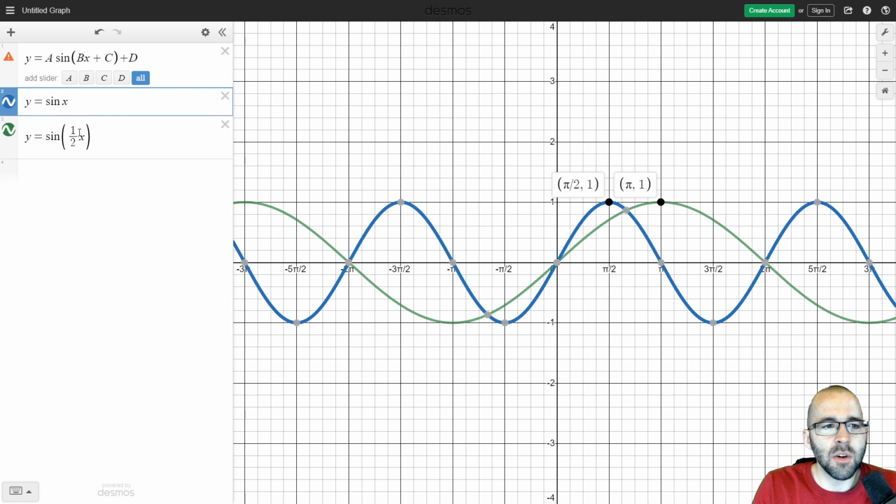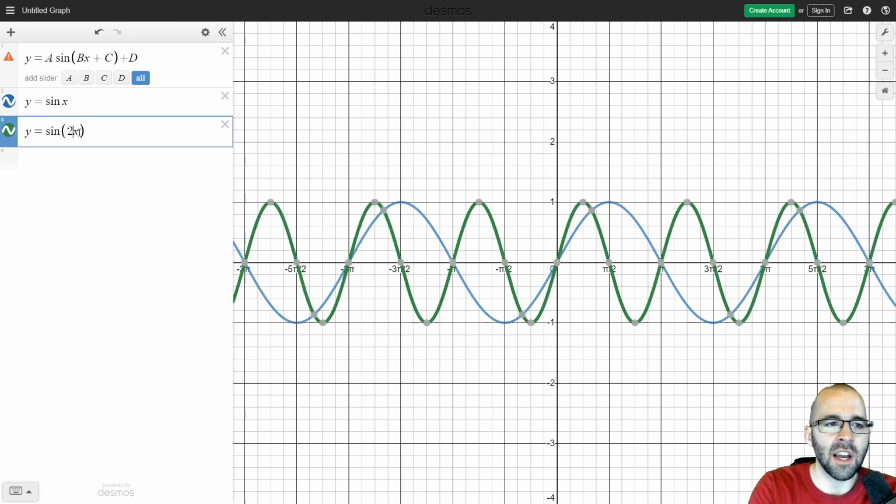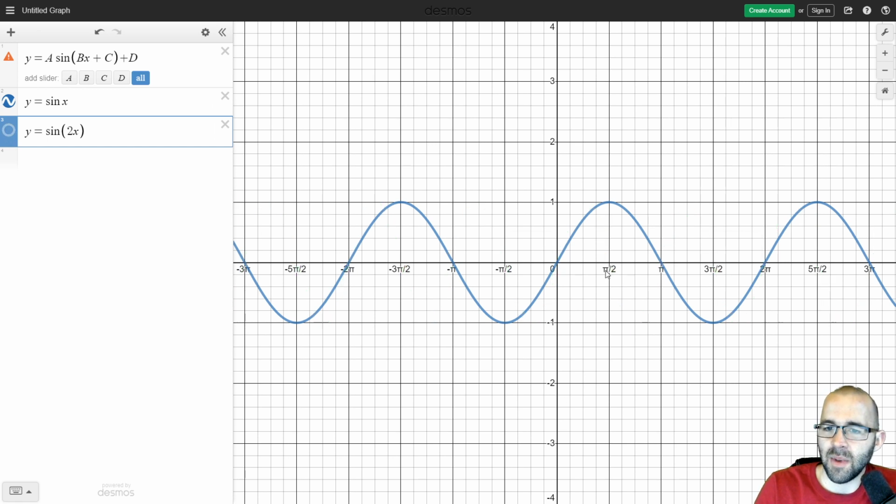Furthermore, let's go back to the nicer one to look at, sine of 2x. Look at the blue graph. What's the period of the blue graph? We already talked about that, sine x. It takes 2 pi units for the graph to repeat. Up, down, down, up.